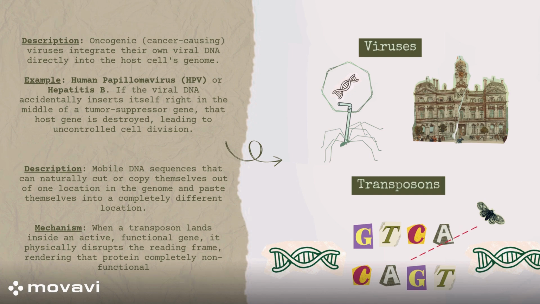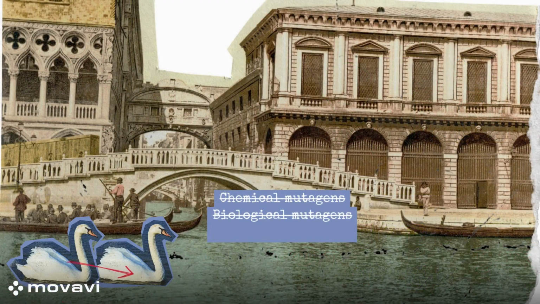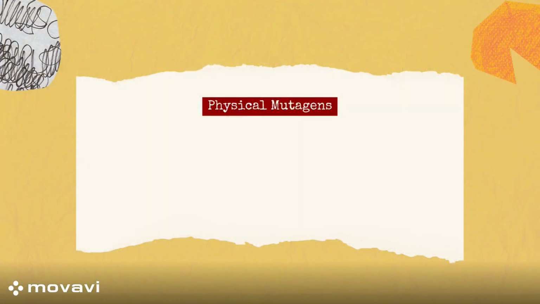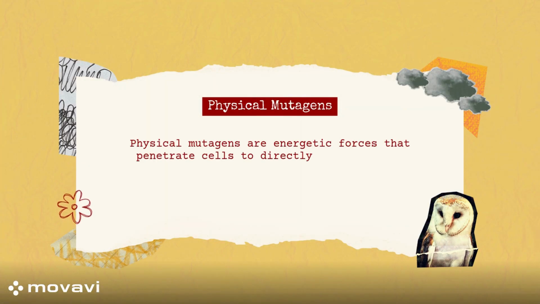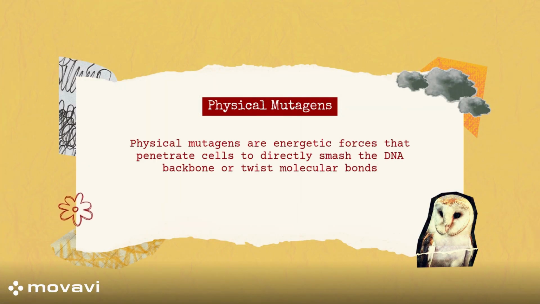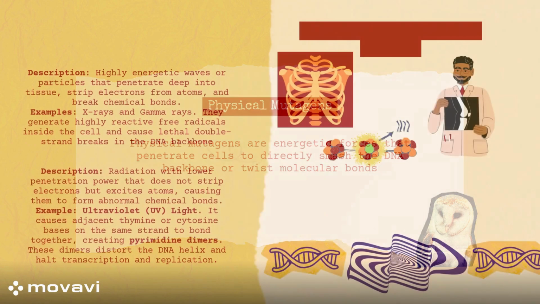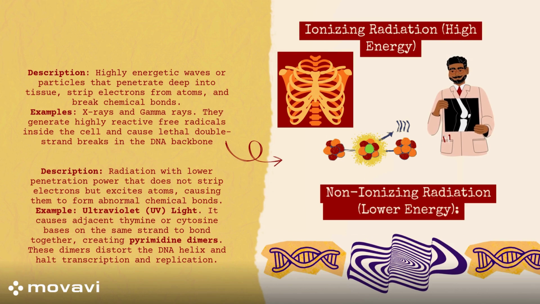Now we're done with chemical mutagens and biological mutagens. Let's go ahead and look at physical mutagens. Physical mutagens are energetic forces that penetrate the cells to directly smash or rather break the DNA backbone or twist molecular bonds. The examples or categories that we're going to be looking at include ionizing radiation, non-ionizing radiation, and temperature.